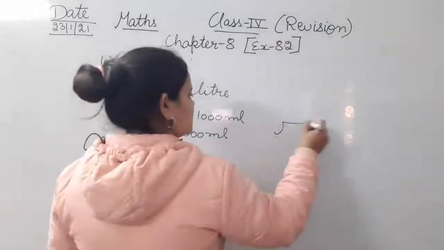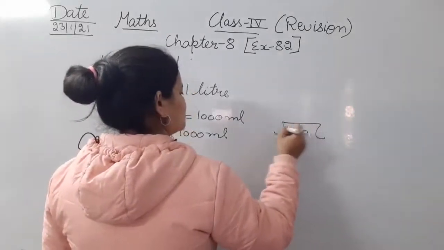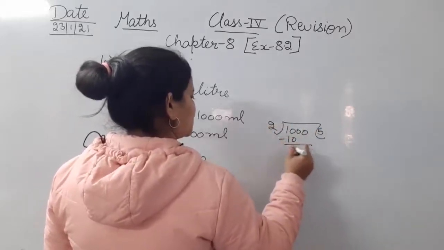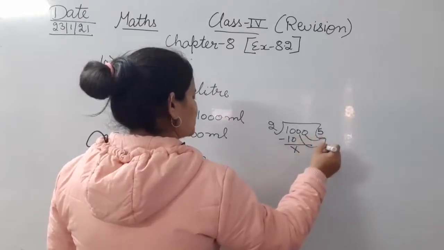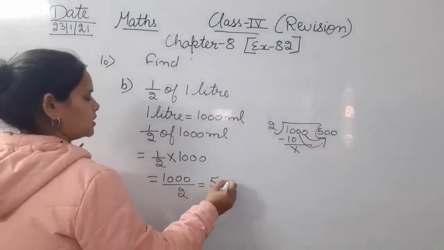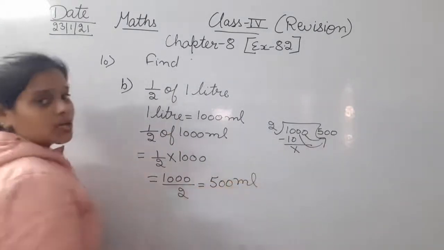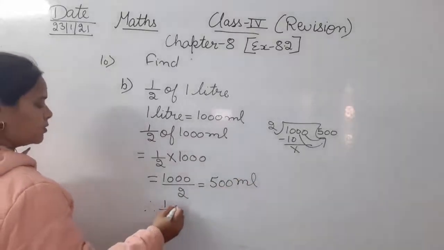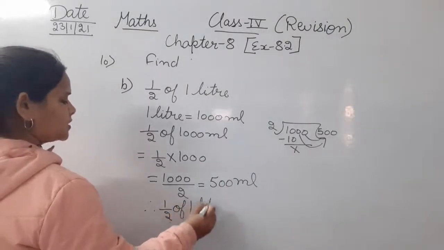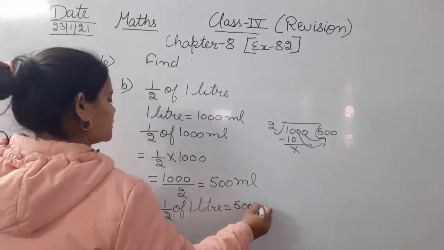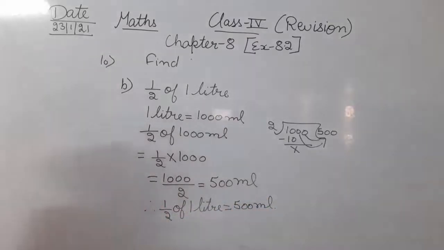Let's divide 1000 by 2. 2 5s are 10, minus, nothing is left. Both the zeros will come up, so that is 500 milliliter. Write 500 milliliter. Therefore 1/2 of 1 liter is equal to 500 ml. So this is the solution of the B part of question number 10.